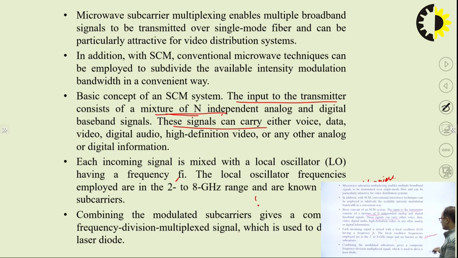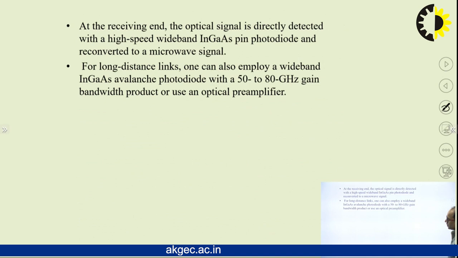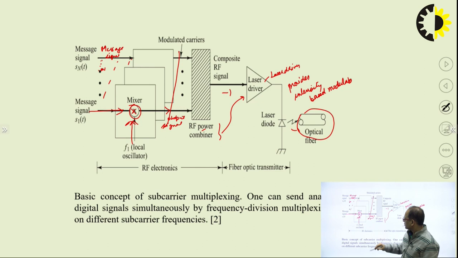Okay, so combining the modulated subcarriers gives a composite FDM which is used to drive a laser diode. You can see here, combining all these using an RF combiner, and the combined power is then provided to the laser diode, which provides the intensity based modulation.